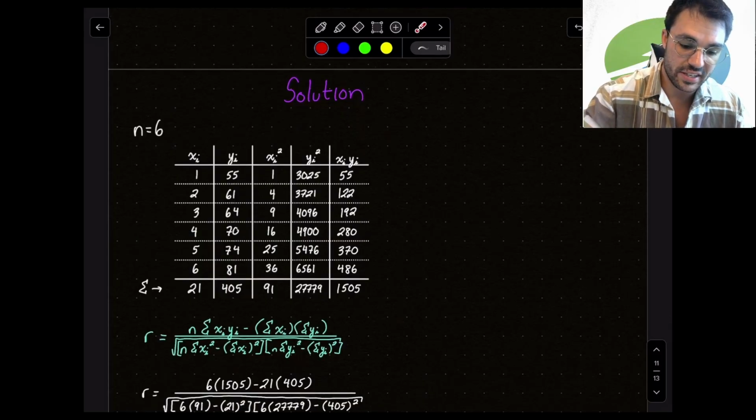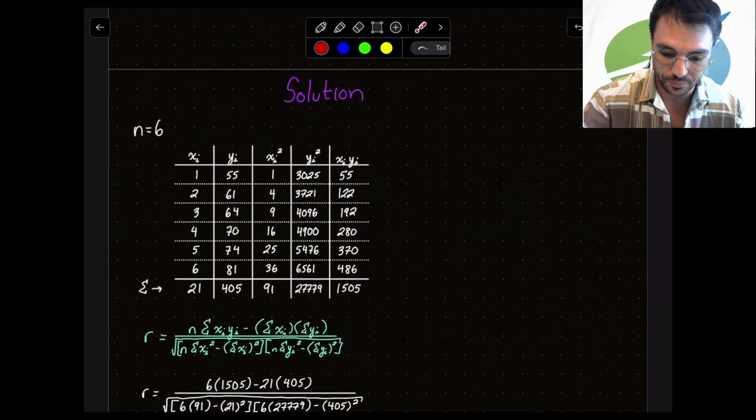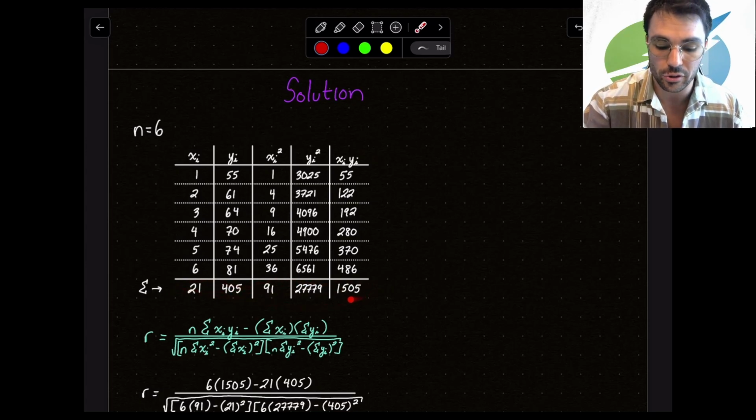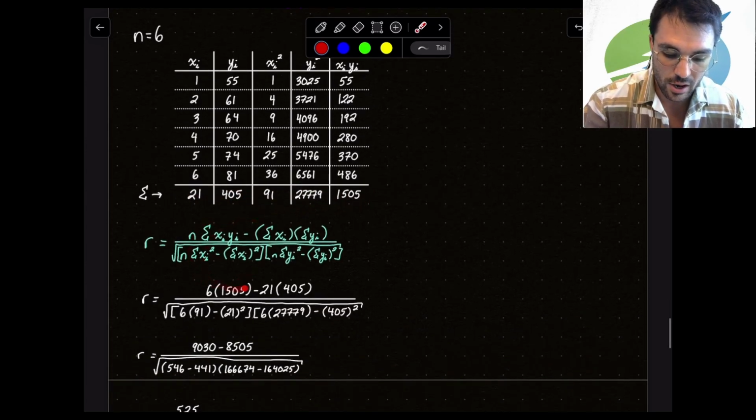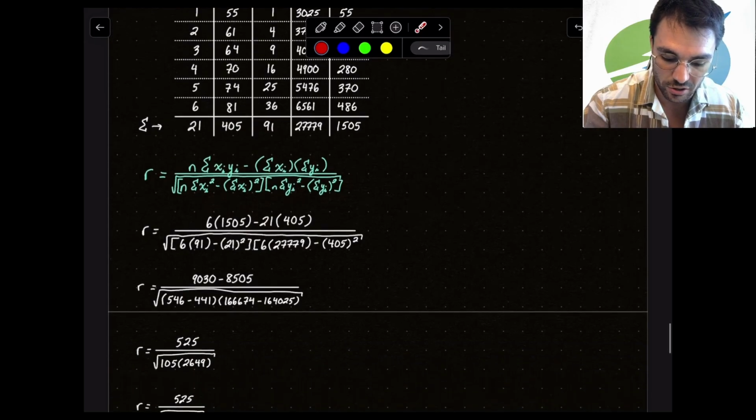You can see I immediately make a note, n equals 6, and we need our X sub i squared, Y sub i squared, and X sub i Y sub i columns. Fill all that in and find the summation of the columns, get the values here. We should get values that look like this. Here is our Pearson equation. Plug each value into the Pearson equation and just start simplifying.